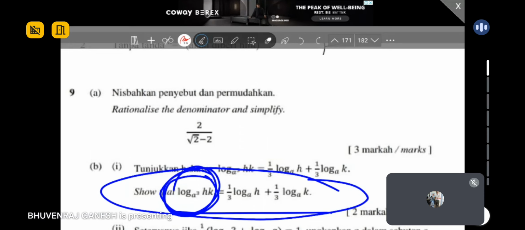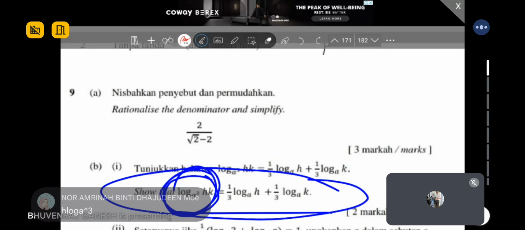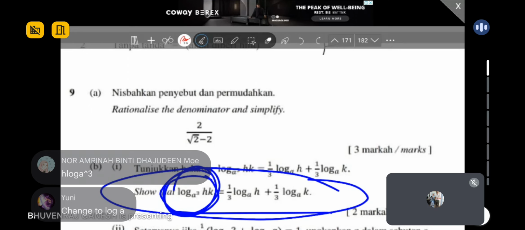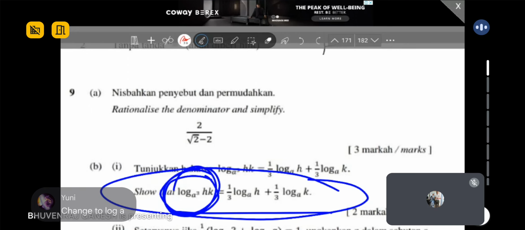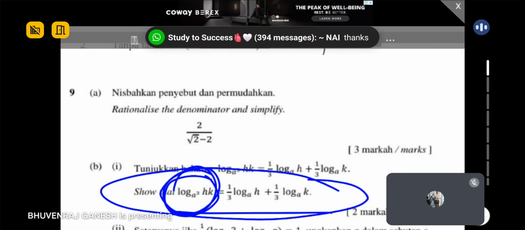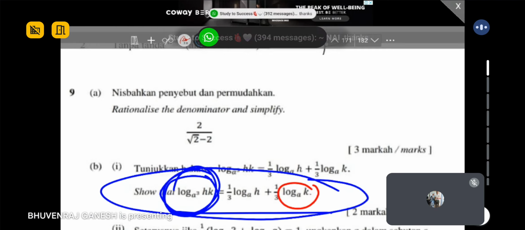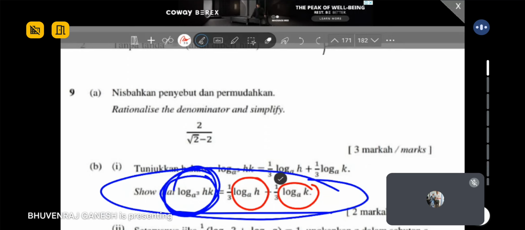Nope, it's not A3. It's not A cube. Guys, I bagi tips. Yes, very good. You need to change to log A, guys. Kamu kena tambah asas baru yaitu A. Okay, so guys, why I change to A? Because you see your right hand side, guys. You have log base A. Am I right? Kamu nampak bahagian kanan kamu ada log asas A.